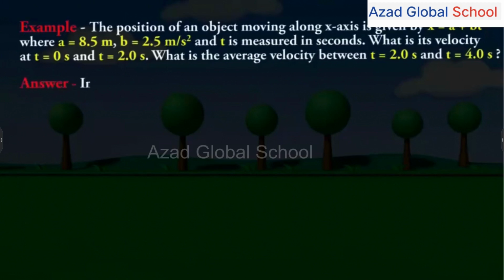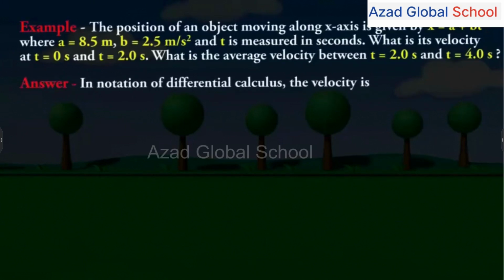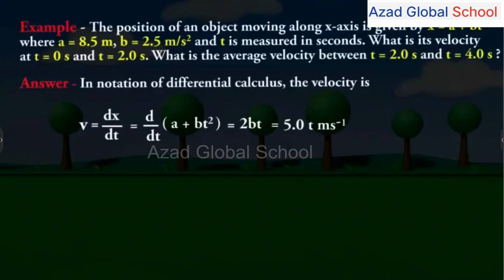Answer. In notation of differential calculus, the velocity is v is equal to dx upon dt, which is equal to d upon dt of (a plus b t square), which is equal to 2bt, which is equal to 5.0 t meter per second. At t is equal to 0s, v is equal to 0 meter per second, and at t is equal to 2.0 s, v is equal to 10 meter per second.